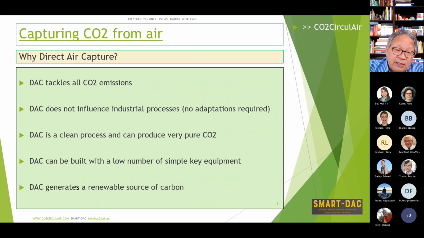Furthermore, DAC is very clean. The air is relatively clean, and therefore it produces a very pure CO2. And what's very important regarding costs, DAC can be built with a low number of simple key equipment. And last but not least, we generate a renewable source of carbon.